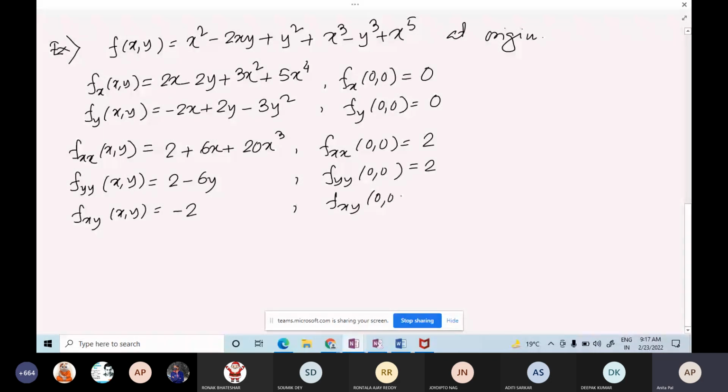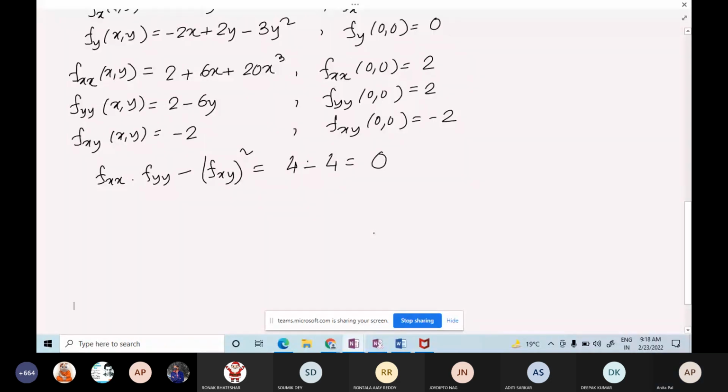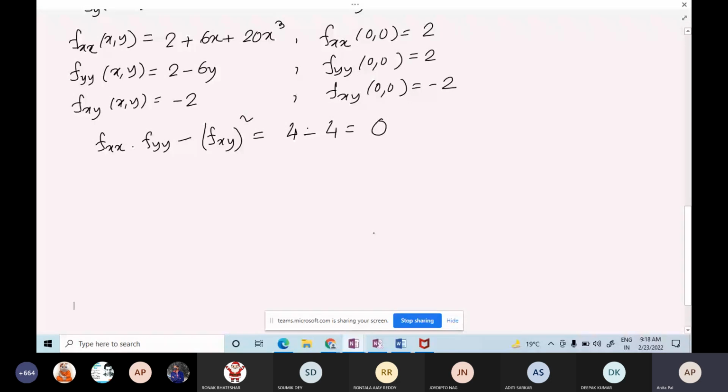Now what is rt minus s square? That is fxx into fyy minus fxy whole square, which equals 4 minus 4, equal to 0. Again, we came to a conclusion where we are unable to say anything about the function at origin because rt minus s square becomes 0. So again, we'll look at the function and try to find out its nature at the origin.